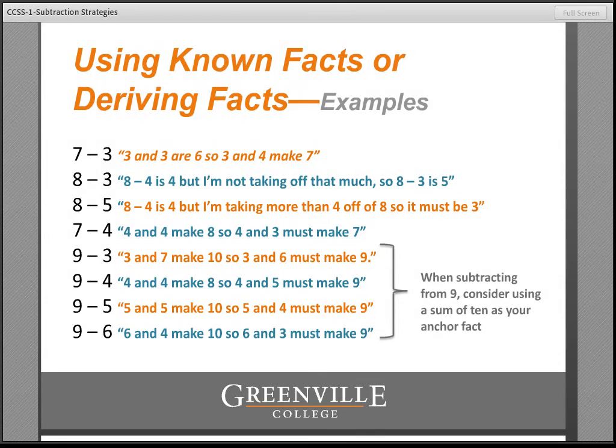And so here I show you some examples of how a known fact can be used to derive the subtraction fact. The first few are essentially using a doubles anchor fact, and the bottom 4 are using a sum of 10 as an anchor fact. So just to give you an example of each, let's take a look at 8 minus 5. That's the third one down. An example could be, well, I know 8 minus 4 is 4, but I'm taking off a little more than 4, so it must be 3.